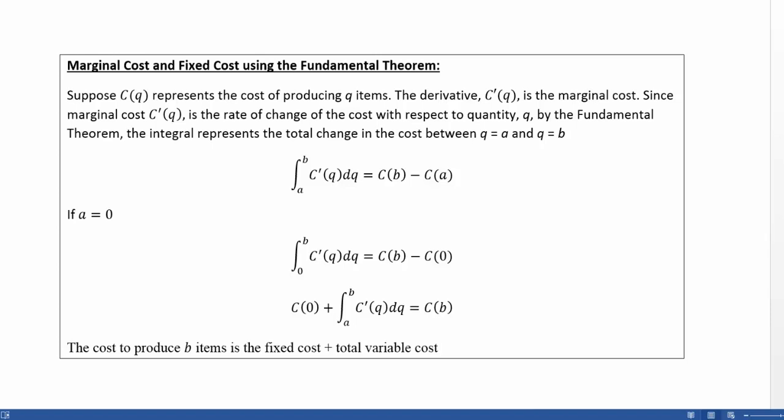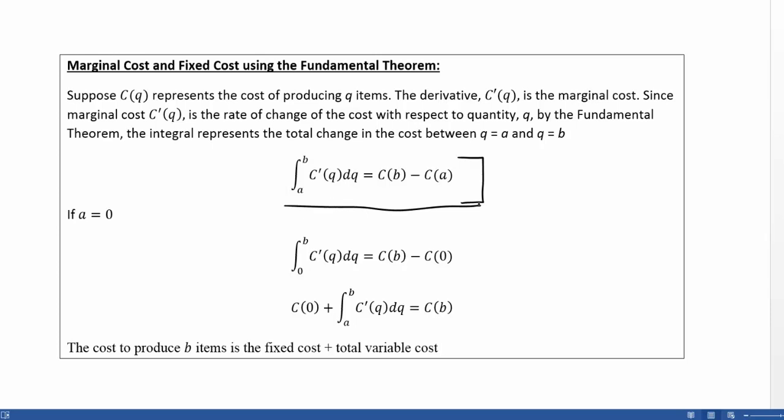Since marginal cost is the rate of change with respect to quantity Q, the fundamental theorem says that our integral to represent the total change will look like this if we're looking for the total change between A and B. So that's what we get if we apply the fundamental theorem directly.